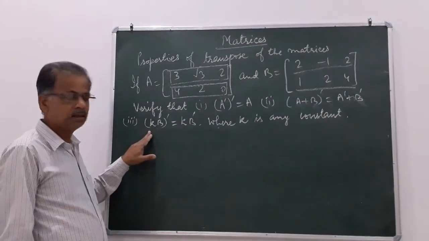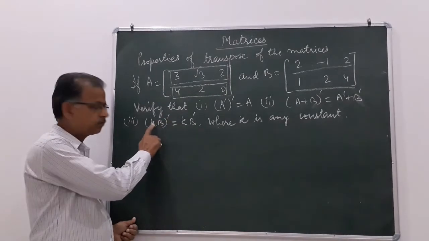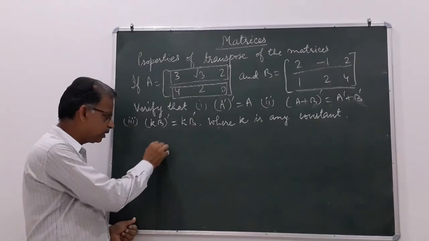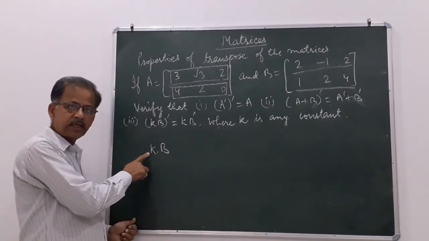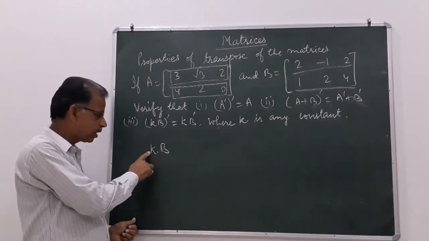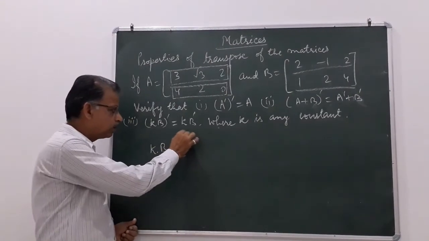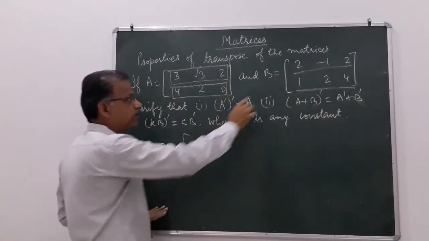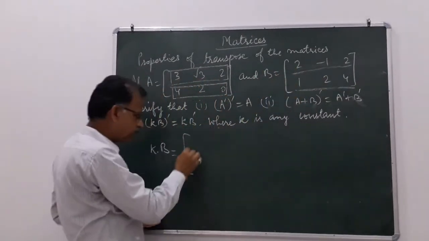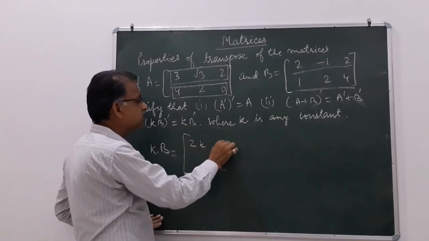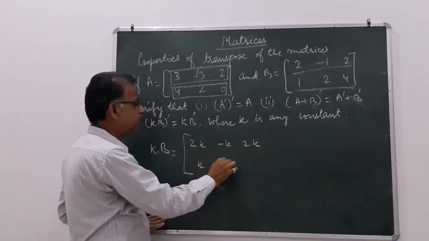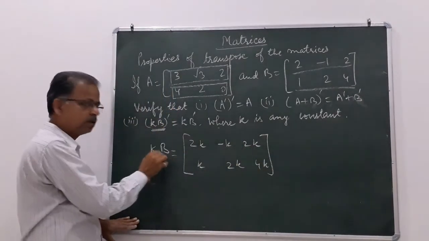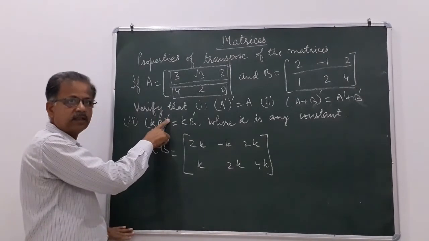Now third part. In third part we have to find transpose of K into matrix B. So what is K into B? Here B is matrix and K is any scalar number. It means to find KB matrix we have to multiply all elements of matrix B by K. If we multiply all elements of matrix B by K, we get 2K, minus K, 2K, K, 2K, 4K. This is KB.